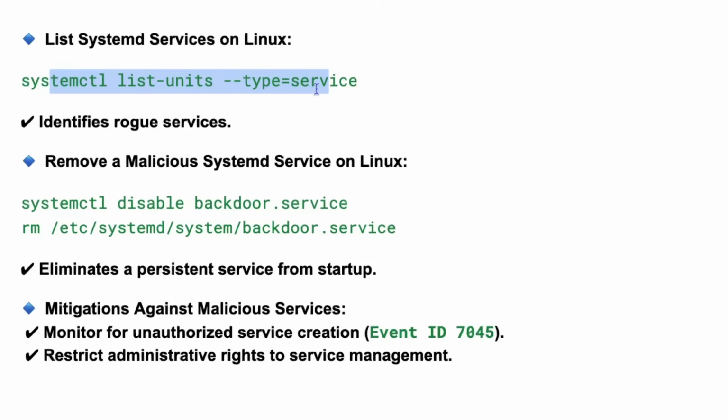However, you can list all of the units that are a service type of unit. And so you'll identify any of the rogue services, and the way that you would delete them would be to call on systemctl, disable the service, and then go ahead and remove the path to that actual service.